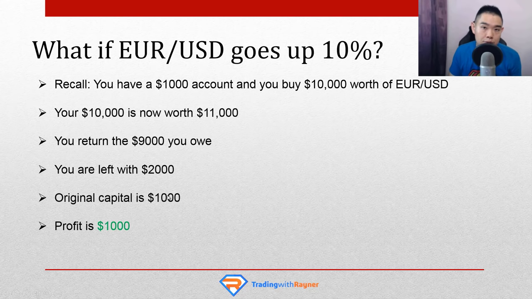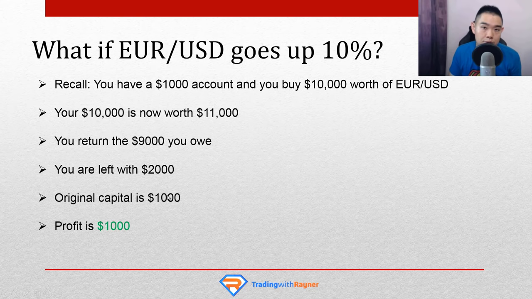So this is important. Now the question you might be thinking is, okay, Rayner, I get it, risk management is important, but how do I manage my risk? How do I make sure that every time I put on a trade, I don't lose everything and more? So this is where the next topic comes into play: position sizing. So what is position sizing? Position sizing is simply trading the right number of units, such that even if a trade ends up being a loser, it's only a fraction of your trading account.